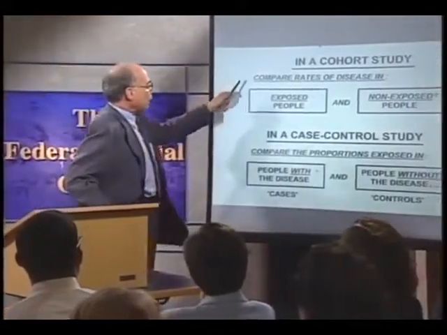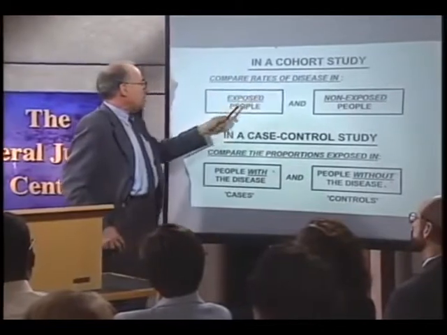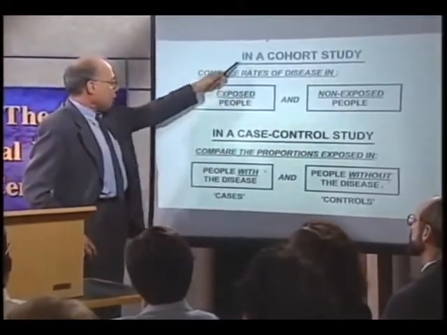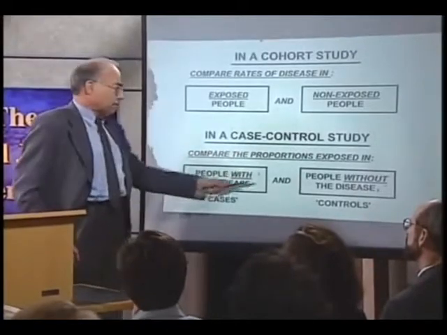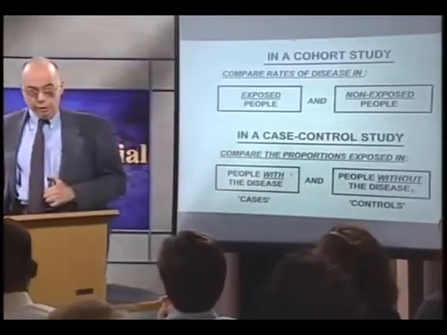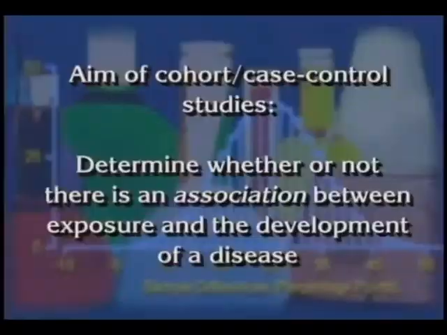And we're then looking at the rates of disease in exposed people in a cohort study, and we're looking at the proportion exposed of the cases and the controls in a case control study. Both of these approaches are aimed at demonstrating whether or not there's an association of exposure and the development of disease. Let's go back to our original question.